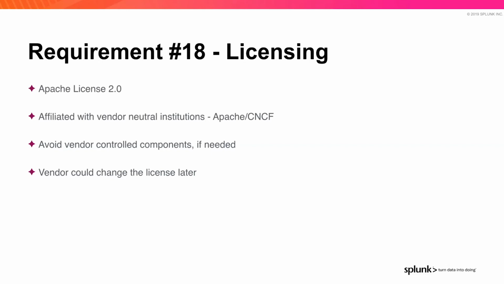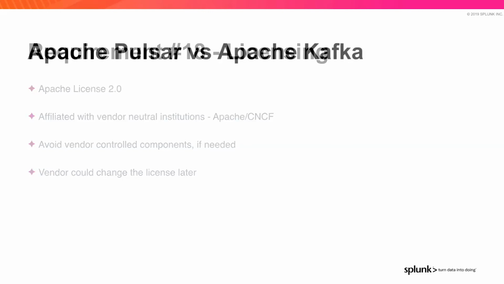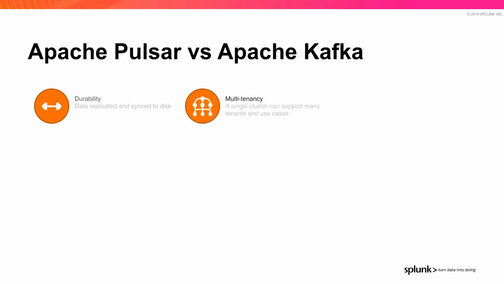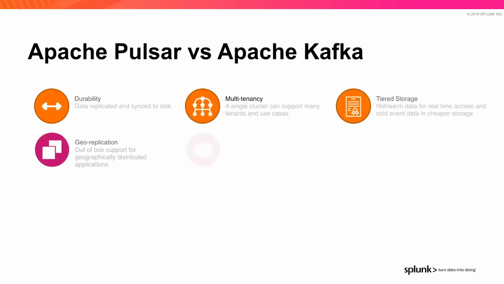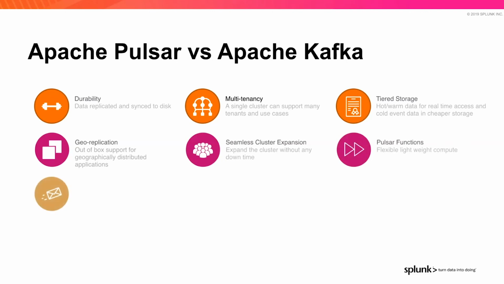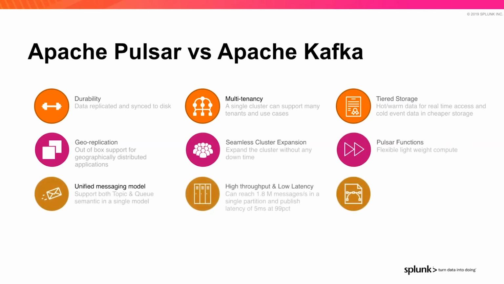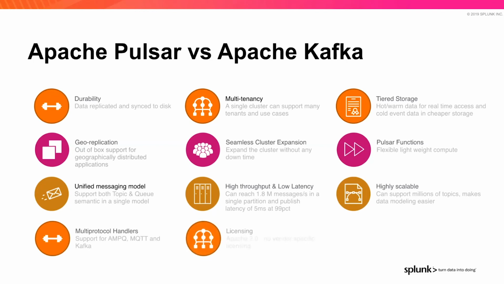That allows a lot of the features available in the Pulsar project to be consumed without the fear of the license being changed later because of vendor control. So that way, it's a pure Apache license based project. If you want more details about Apache Pulsar versus Apache Kafka, here are some of those features. There are tons of them.